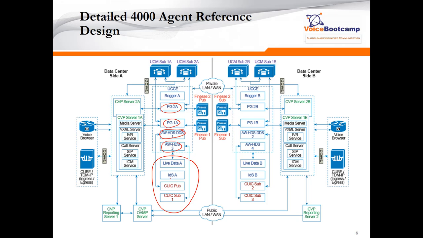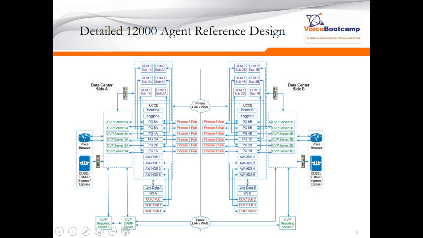The idea is that in order to support 4,000 agents, the quantity of servers will increase. The reason it is increasing is that you are isolating, or rather dedicating, a particular virtual machine to particular services, as opposed to co-residing multiple different applications. Now you repeat that with side B, so you have exact duplicate servers on the B side as well. That is for the 4,000 design. Now imagine what a 12,000 design will look like. I'm not even going to bother counting it.